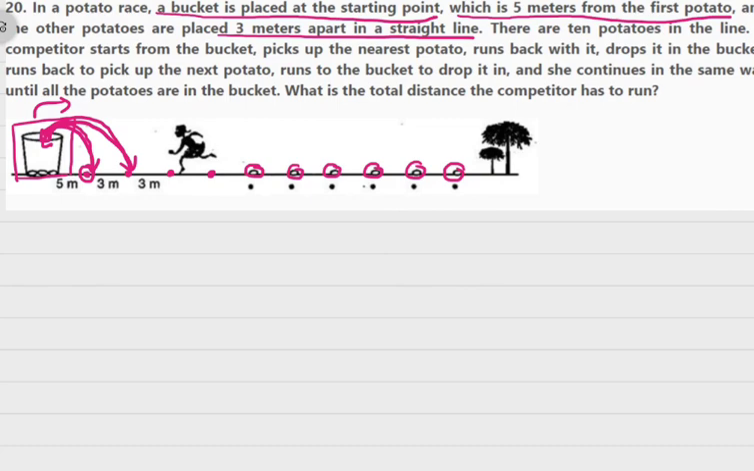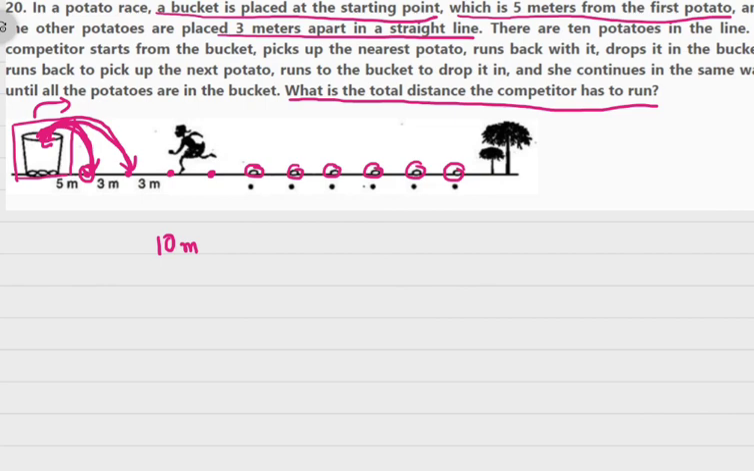Now what you have to find is the total distance the competitor has to run. What is the distance the competitor has to run? Here we have to see what distance the competitor actually covers to put every potato. Now let's see the first potato. For the first potato she goes 5 meters and then comes back 5 meters. That means for the first potato the competitor covers 10 meters.